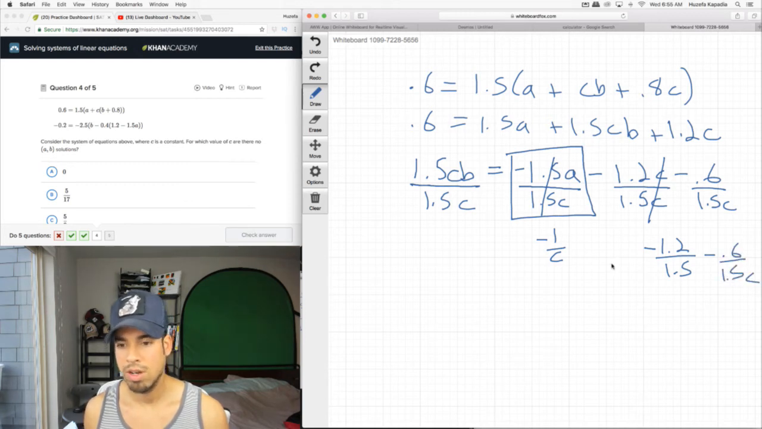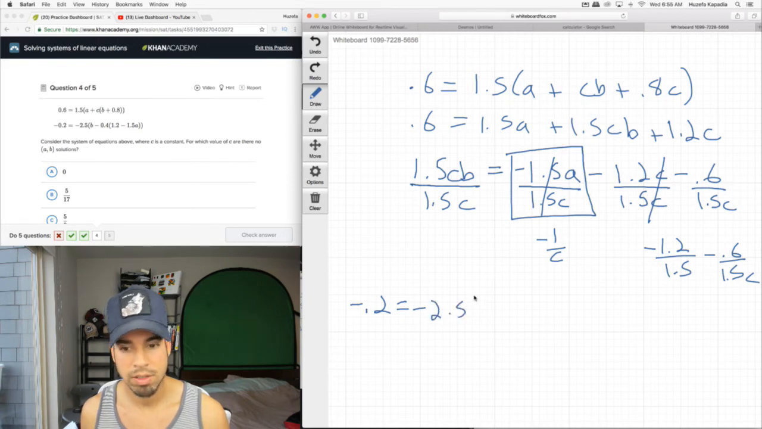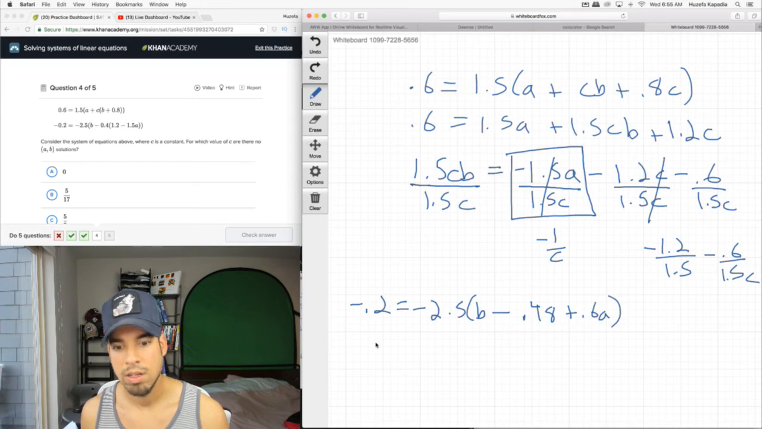Okay. So now we've got it like this. That's the first equation. Like I said, these are insanely difficult to me, and I don't know if it's fully accurate. Negative 2.5 times b minus 0.4 times 1.2 is 0.48 plus 0.6a. Keep distributing. 0.2 equals negative 2.5b.